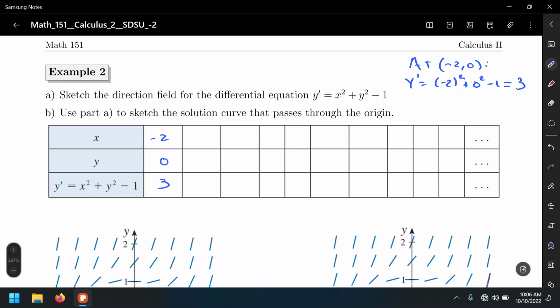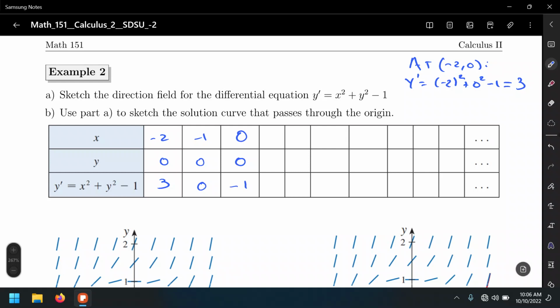How about the point (-1, 0)? Well, (-1) squared plus 0 squared, that's 1, minus 1, that equals 0. And we can keep filling in some of the other points. How about the origin (0, 0)? Well, that's 0 squared plus 0 squared, which is 0, minus 1, that's negative 1.